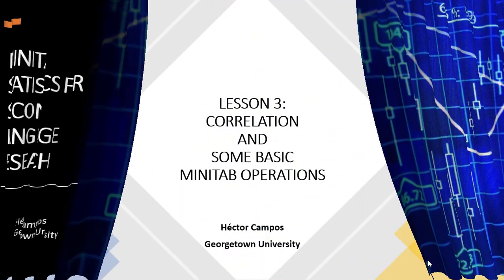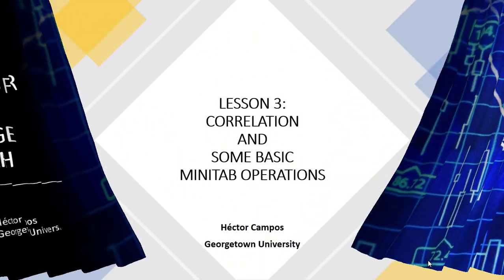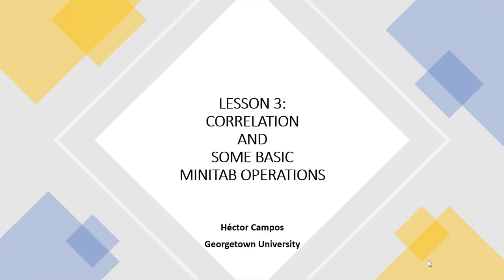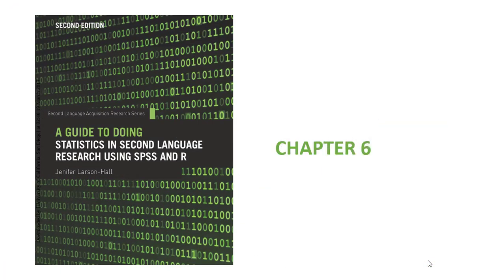This is Lesson 3, and we will be talking about correlation, and we will learn about some basic Minitab operations. This lesson is based on Chapter 6 from our textbook, A Guide to Doing Statistics in Second Language Research using SPSS and R by Jennifer Larson Hall, although we are translating everything into Minitab.